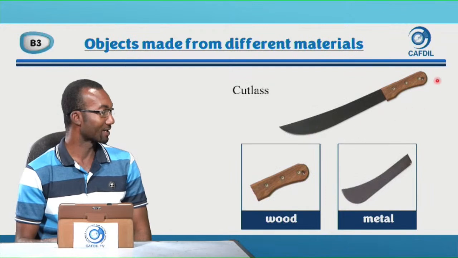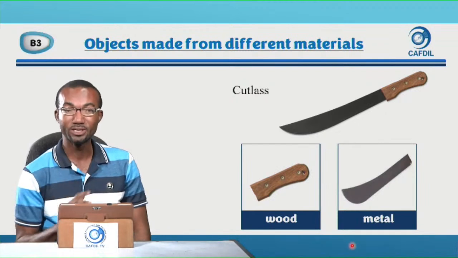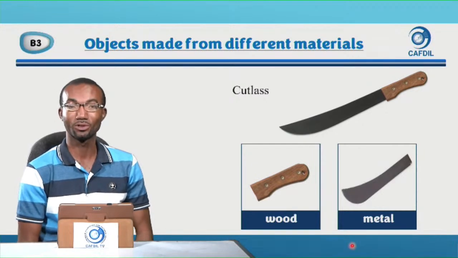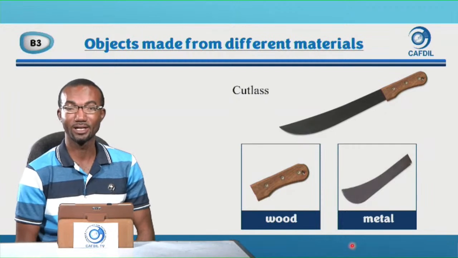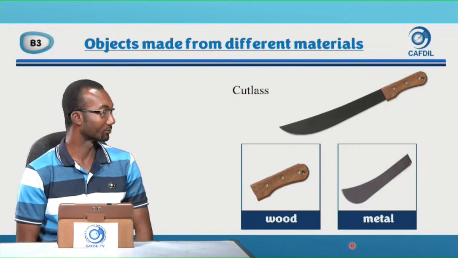We also have a cutlass here. And you see that this cutlass is also made up of wood and metal. You see that there are many objects around us that are made of different materials. Why? Because sometimes no one material has all the properties that can be used to make certain objects.